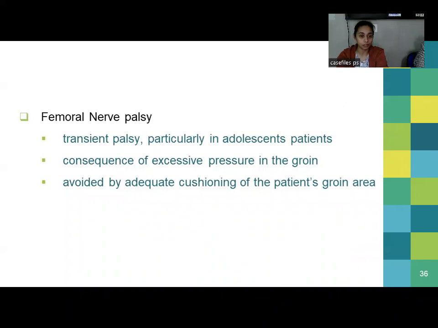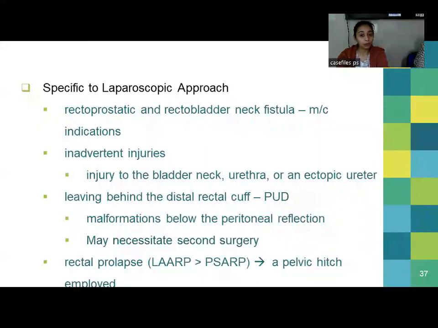This is a consequence of excessive pressure on the groin and can be avoided by adequate cushioning of the patient's groin area during surgery. Specific to the laparoscopic approach, the most common indication is the rectoprostatic and rectobladder neck fistula. There can be inadvertent injuries to the bladder neck, urethra, or an ectopic ureter. There is a risk of leaving behind the distal cuff, forming a posterior urethral diverticulum, especially in malformations below the peritoneal reflection, and this may necessitate a secondary surgery.